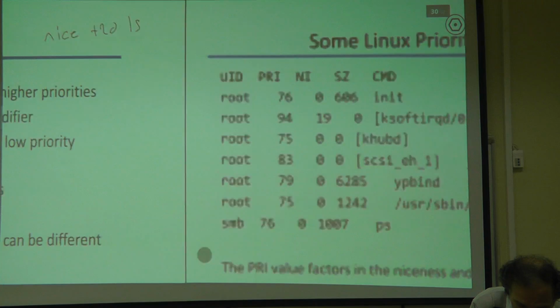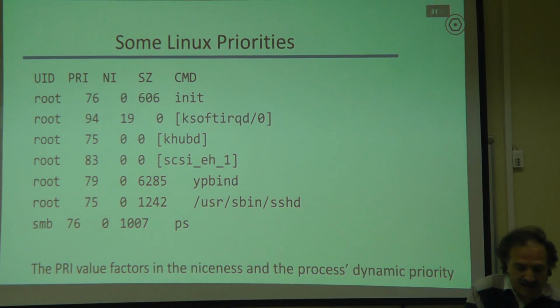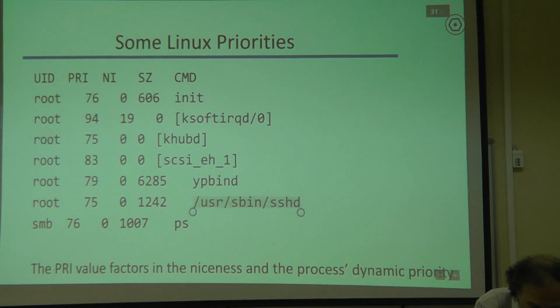And this is a Linux priority listing of some of the processes. These are the processes, and these are the owners, and these are the priorities.